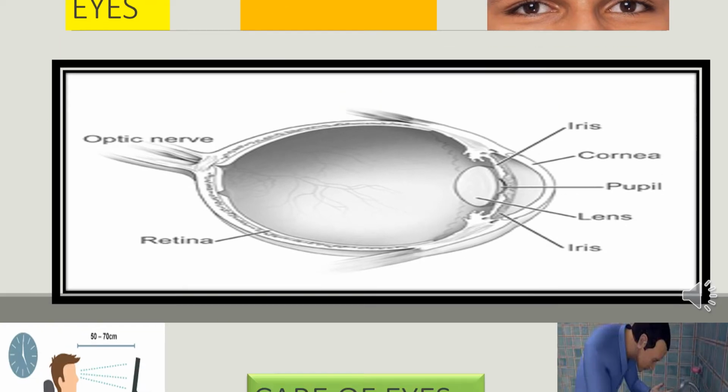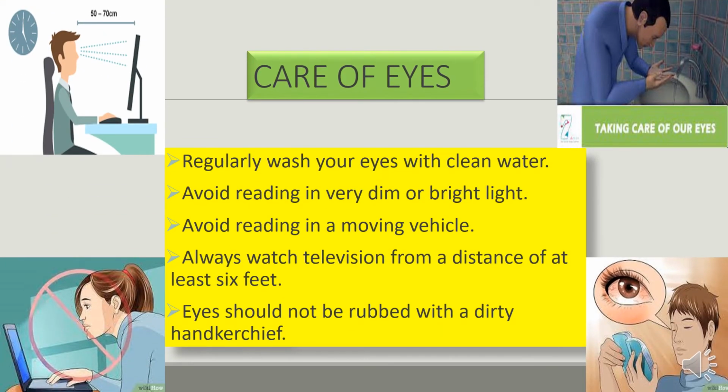So how can you take care of your eyes? Regularly wash your eyes with clean water. Avoid reading in very dim or bright light. Eyes should not be rubbed with a dirty handkerchief as it may cause eye infection. Avoid reading in moving vehicles as it strains the eyes. And do not watch television and computer games for a very long period of time.